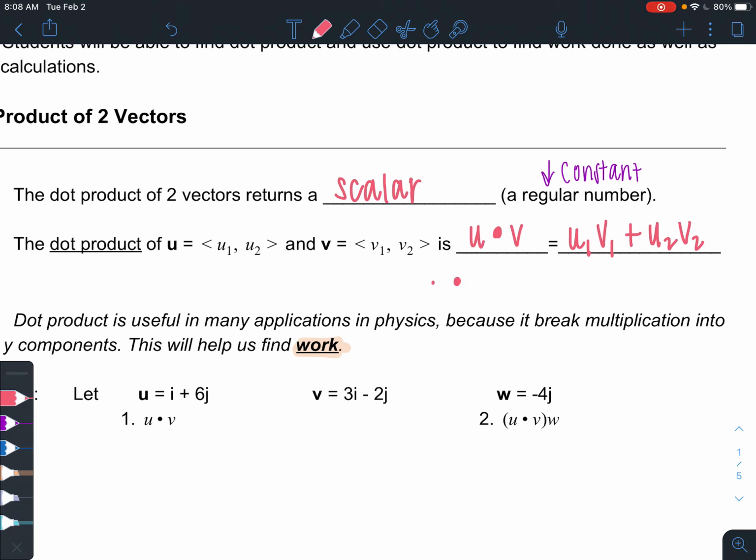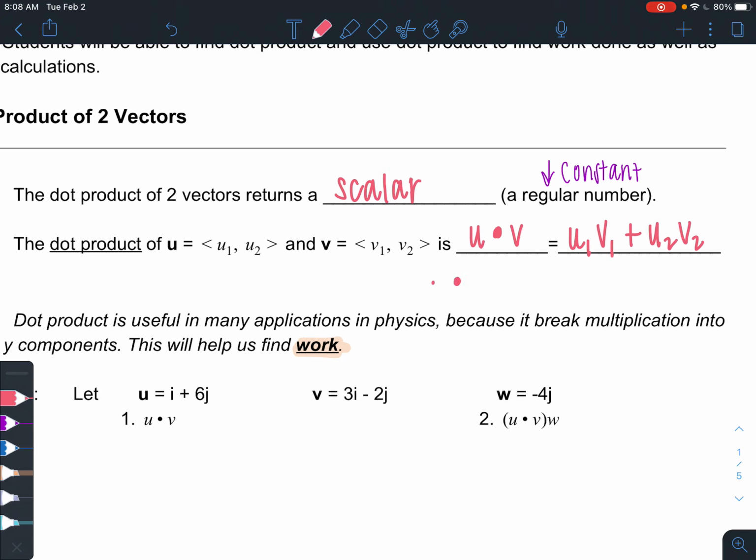All right, let's go ahead and jump into this next example. So I have u dot v times w. So this right here will produce a scalar, and this right here is a vector. So I should get a vector as my answer if we do everything correctly. So let's go ahead and write out 1, 6 dot 3, negative 2, and that's all times w, which is 0, negative 4.